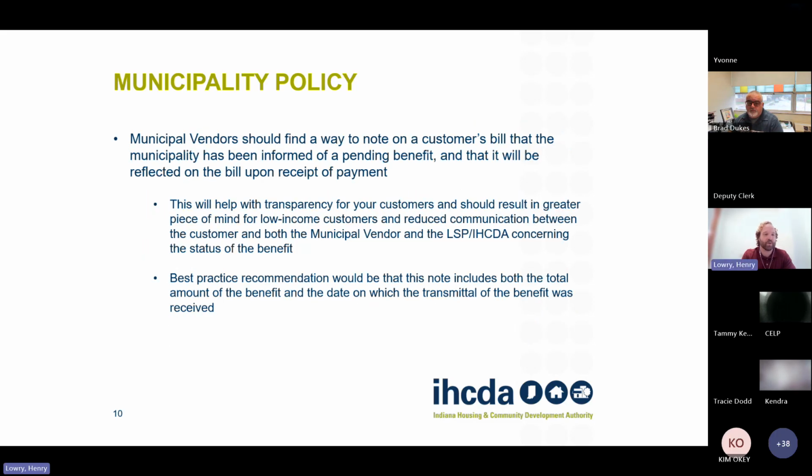Okay, so just moving on real quick. So municipal vendors should find a way to note on a customer's bill that the municipality has been informed of the pending benefit and that it will be reflected upon the bill upon receipt of payment. So this should help with transparency for your customers, should result in greater peace of mind for low-income customers and reduced communication between the client and the municipal vendor and our agencies about its current status. So a best practice recommendation would be to include in the note the total amount of the benefit and the date on which the transmittal was received. So yeah.